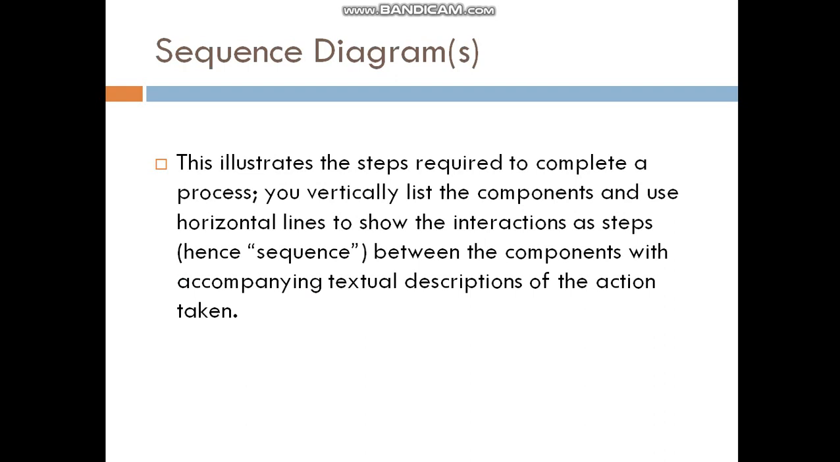Sequence diagram. This illustrates the steps required to complete a process. You vertically list the components and use horizontal lines to show the interaction as steps in sequence between the components, which accompany a textual description of the action taken.